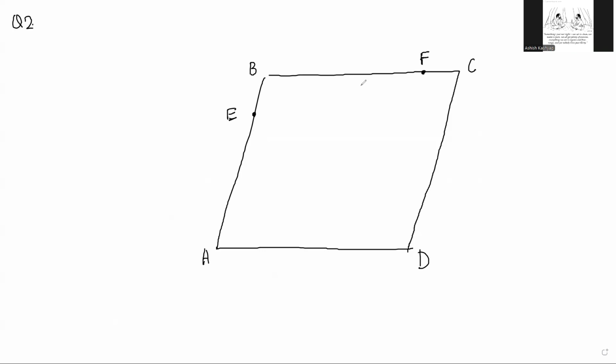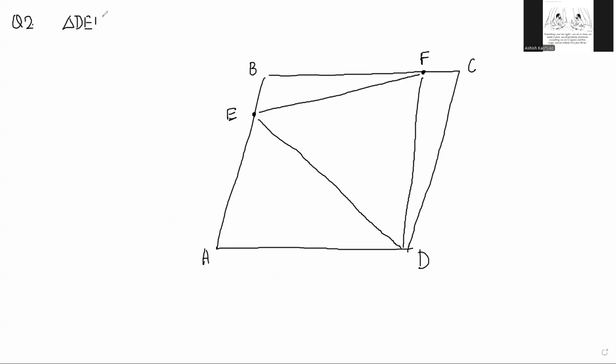It is known that triangle DEF is equilateral. So if I join EF and if I join this and this, triangle DEF is equilateral. You have to find angle BAD. This angle.